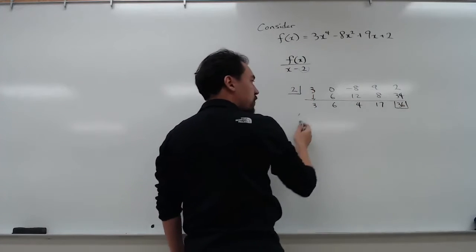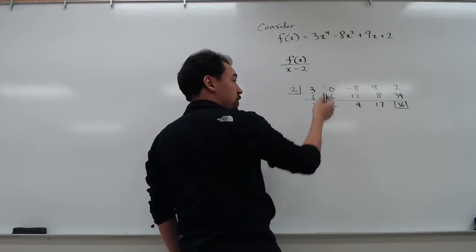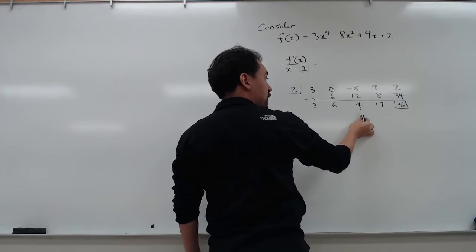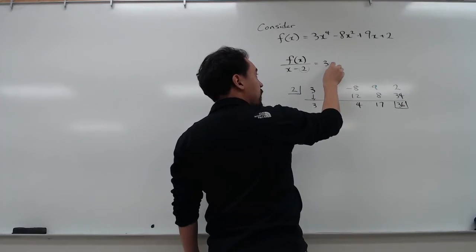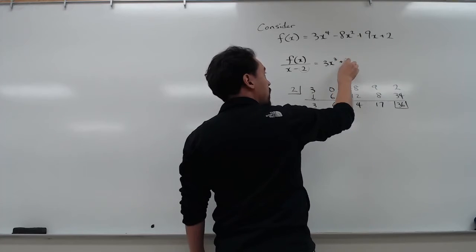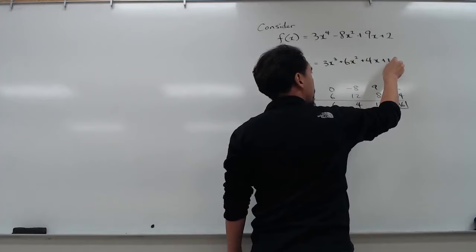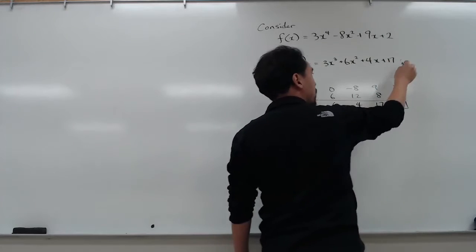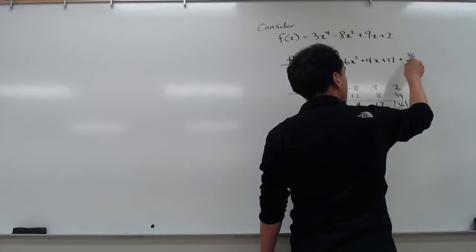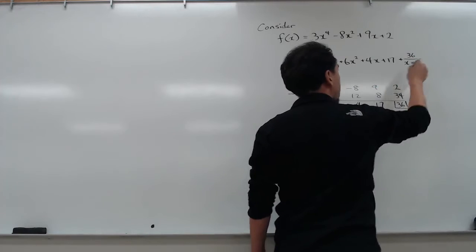So these four numbers form the coefficients of the quotient, and then in order, that's constant, x, x squared, x cubed, so we can write down 3x cubed plus 6x squared plus 4x plus 17, and then this tells us the remainder, so we write plus 36 over x minus 2.